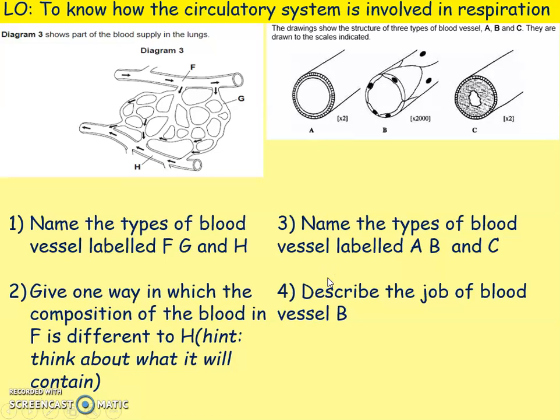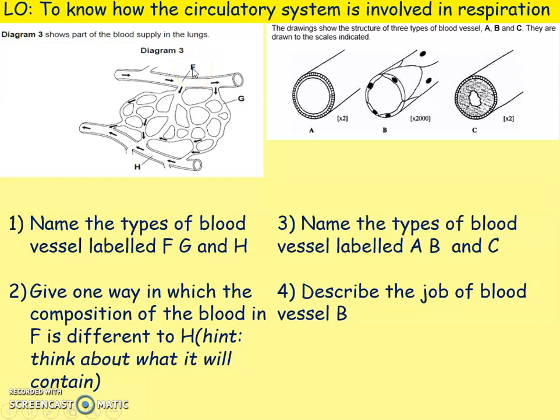So here's some exam questions. These are very similar in terms of what you might get at GCSE. Being able to do them in Year 9 just makes it even better. So we've got a diagram showing the blood supply in the lungs. We've got some structures, H, G and F.